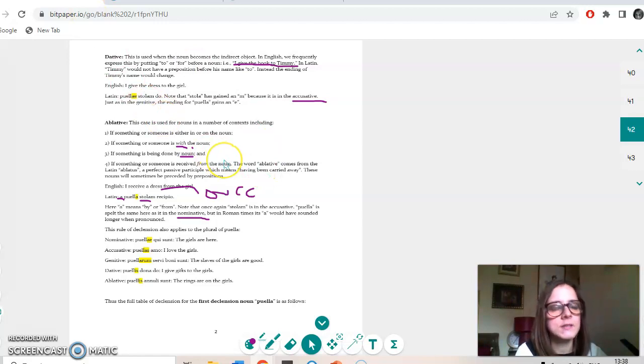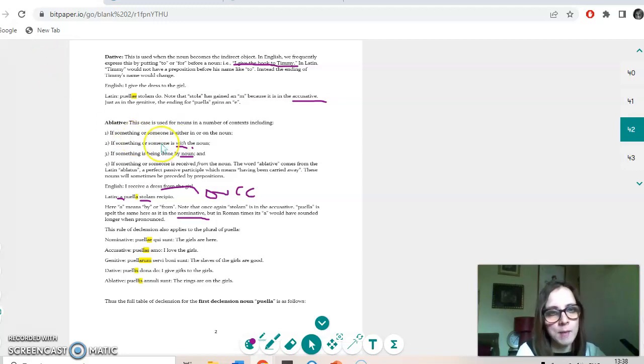So the dative is what happens to a noun in Latin when something is being given to it, or someone is being given to it. So in English we have an example, I give the dress to the girl. In Latin this would be puellae stolam do. So to the girl a dress I give. Again, the word order is different. Again, we've got our puella coming at the start of the sentence and not at the end.